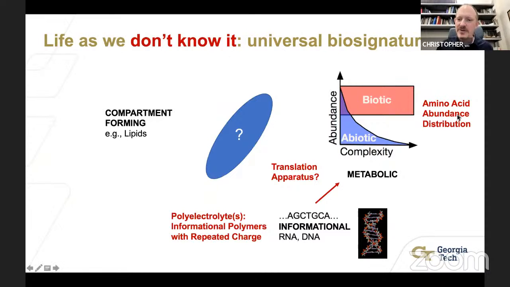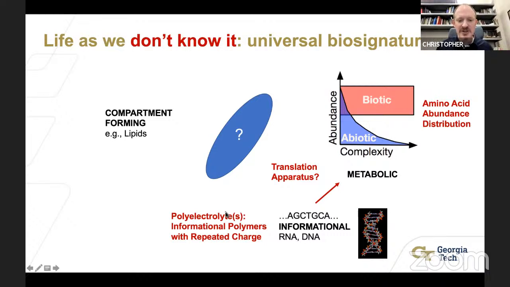One of those that I alluded to a moment ago is the amino acid abundance distribution, where if we have amino acids of different complexities, say from small to large, or number of carbon atoms, or some other measure, which I'll talk about a little later, if there's no life present, we would expect the more complex ones to be very low in abundance. Whereas life uses a wide range of different amino acids, and so we expect a somewhat even distribution.